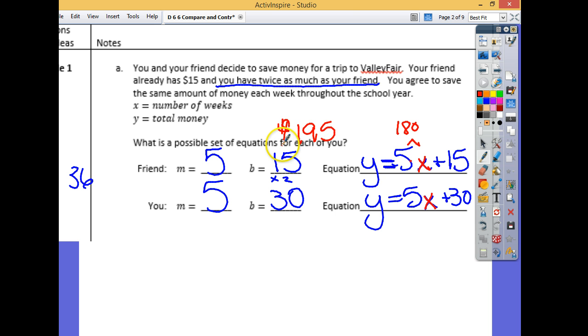How much would you have? 180 plus 30 is? What do you get? $210. Would you guys have a good time at Valley Fair if you put away $5 a week? Yeah. Wow, you could buy all the Mad Hatters and all the glow-in-the-dark and all the hot dogs and funnel cakes you wanted. That would be a nice little savings. Unless your parents helped you pay for a hotel room and gas, well then you might have to kick in a little if you save that much, right?